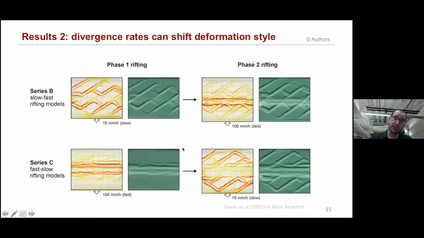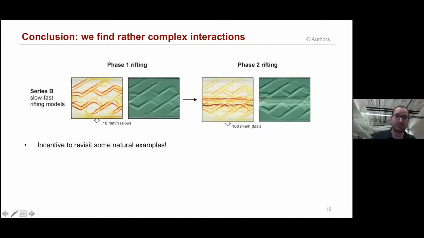And if we do the opposite, where we start with fast rifting, so let's say that might happen, then you start with your localized structure. And then if you move to slow rifting, you get your crustal structures being dominant. And interestingly, you get very similar structures at the end of either of these sequences. So it can be really very complex.